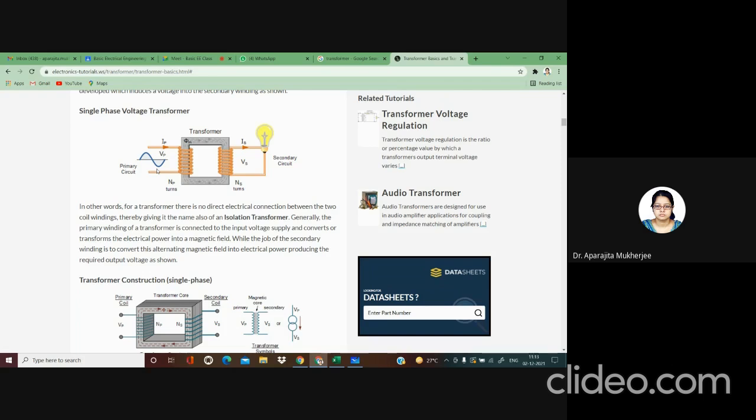Now, the frequency of this induced EMF in the secondary winding is the same as that of the supplied voltage. This induced EMF in the secondary enables it to deliver current to the external load connected to it, and the energy is transferred from primary to secondary by electromagnetic induction, without any change of frequency.